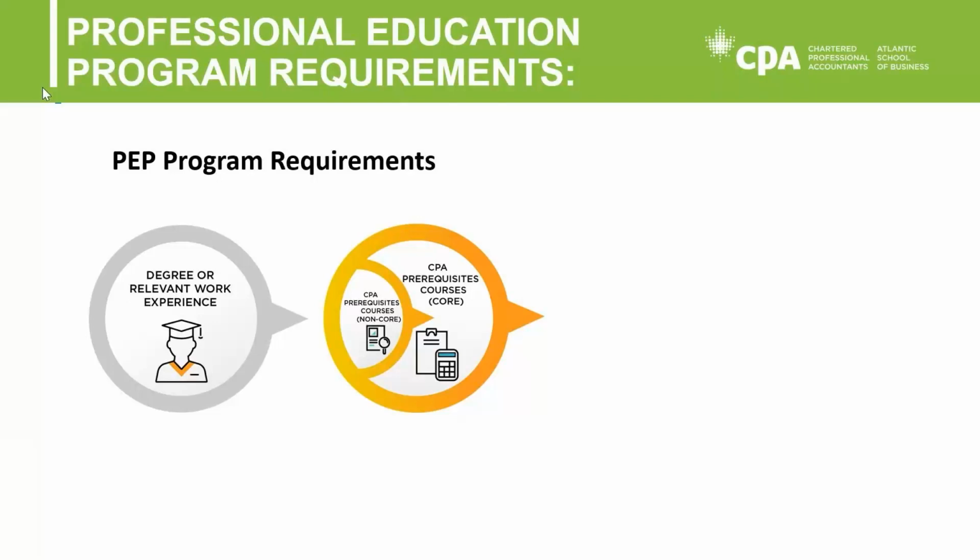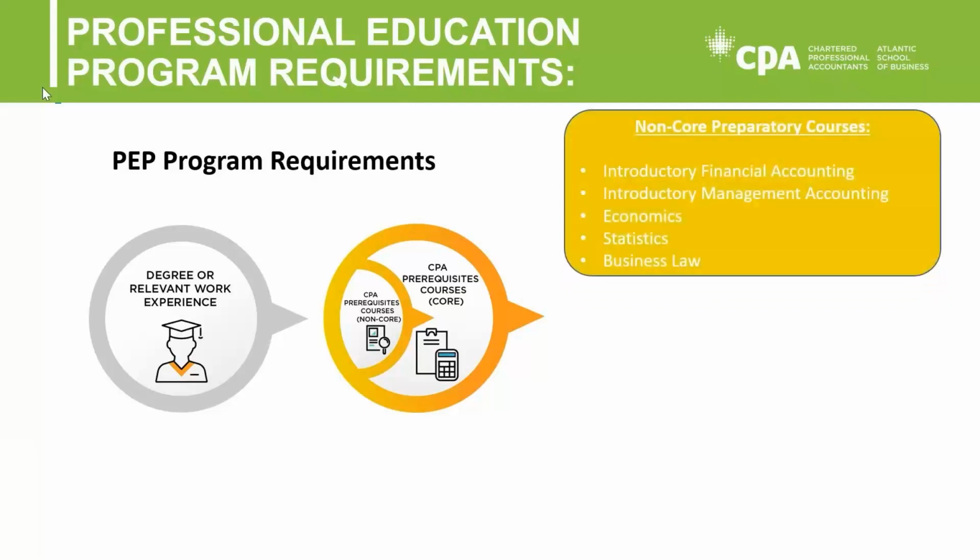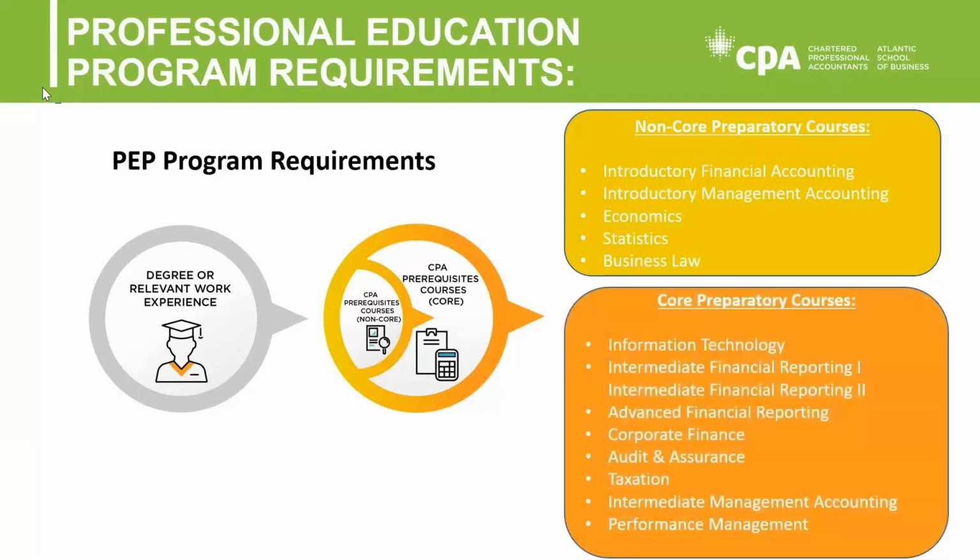And in addition to the degree, there are 14 prerequisite courses that are required for entry into the CPA professional education program. They are the non-core preparatory courses, which are introductory financial accounting, introductory management accounting, economics, statistics, and business law. And the core preparatory courses are Information Technology, Intermediate Financial Reporting 1 and 2, Advanced Financial Reporting, Corporate Finance, Audit and Assurance, Taxation, Intermediate Management Accounting, and Performance Management.